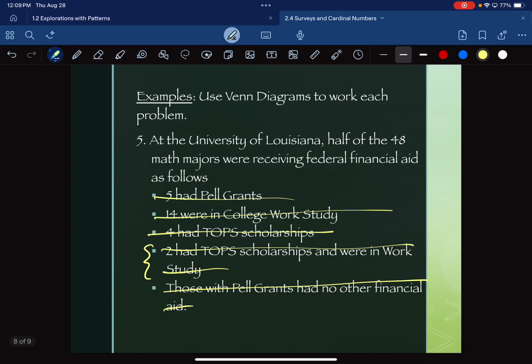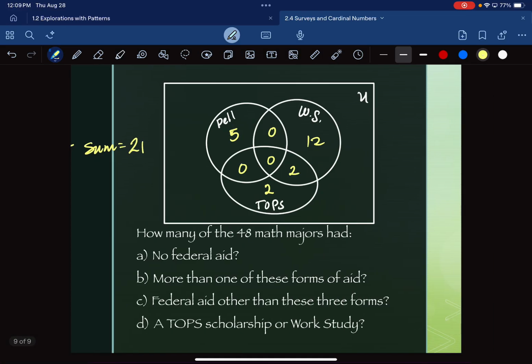So why am I not going to subtract it from 48? Because it says half of the 48. So the other half may have other kinds of scholarships, but they don't have federal aid, right? They don't have federal aid. So what is half of the 48? 24. So instead of subtracting it off of the 48, I'm going to subtract it off the 24, which leaves me with 3. So there's 3 folks outside in the outer region out here.